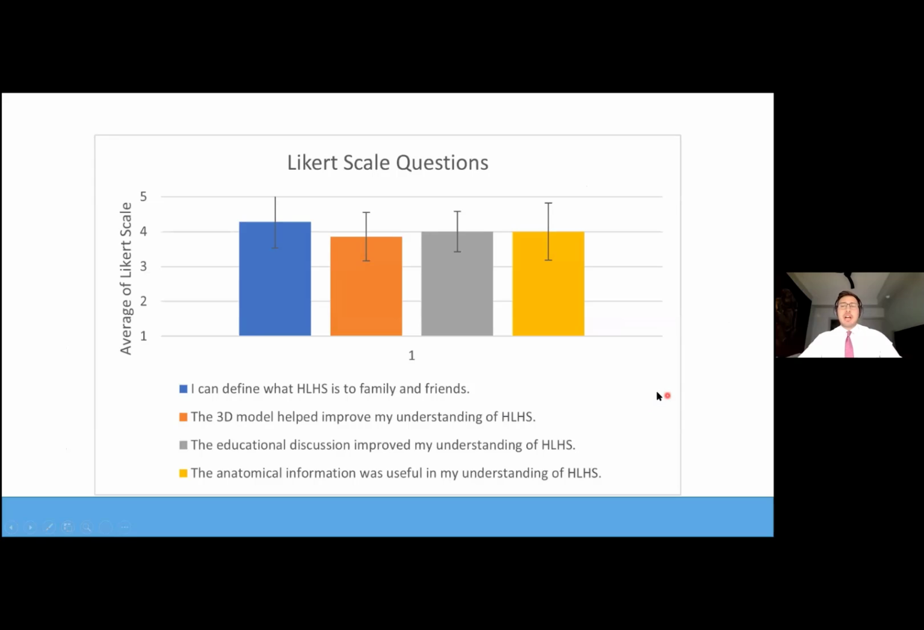Another way to evaluate how effective this study was for the parents and patients was that we also gave Likert scale questions. Each of these colored bars represents a certain Likert scale question that was given. The main bar I want us to look at is this orange one, representing that the 3D model helped improve their understanding of HLHS. Overall, we see positive scores and positive agrees that this model did help them understand this overall process of HLHS.